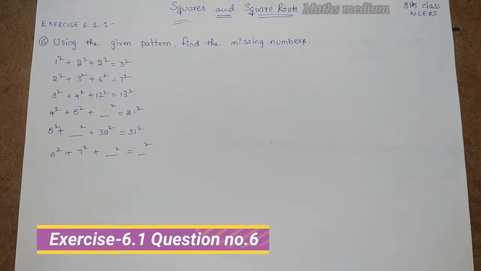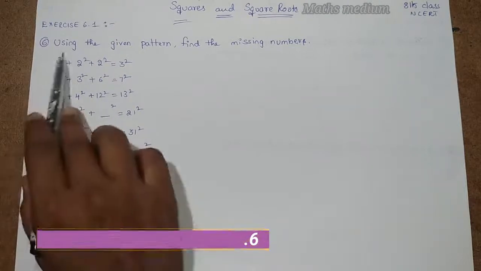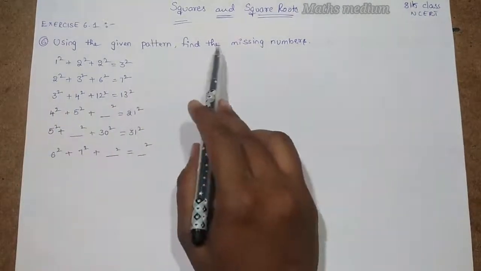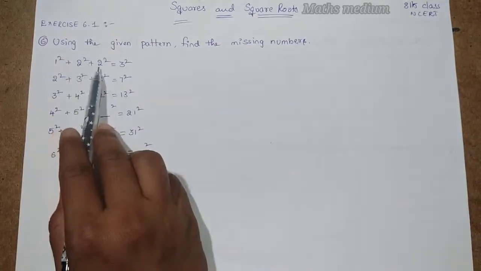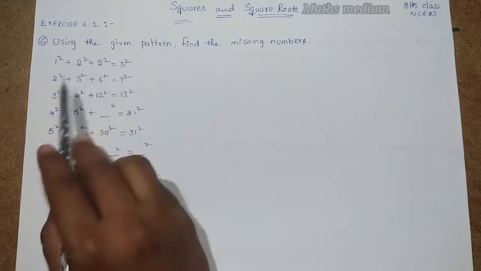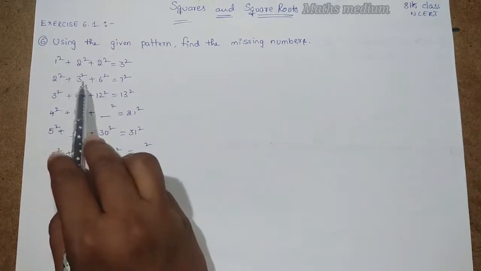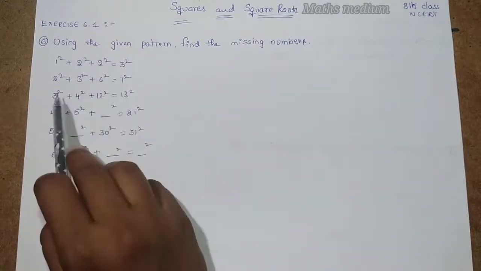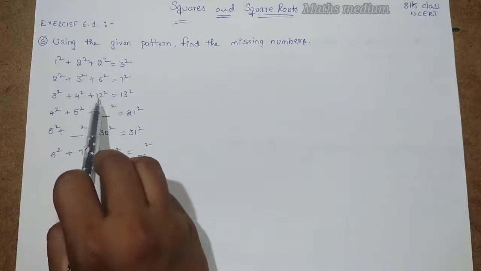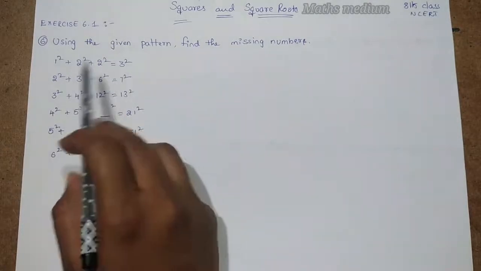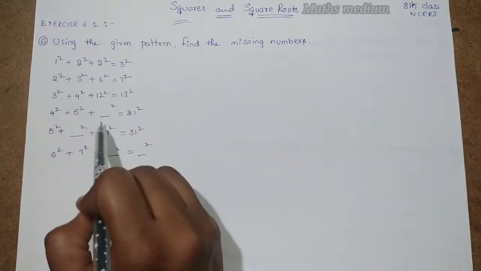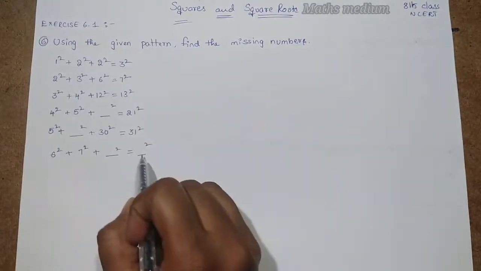Today I came with exercise 6.1 from Squares and Square Roots, 8th class NCERT. Question number 6. Using the given pattern, find the missing numbers. This is the pattern. 1 square plus 2 square plus 2 square is equal to 3 square. 2 square plus 3 square plus 6 square is equal to 7 square. 3 square plus 4 square plus 12 square is equal to 13 square. Up to here, they filled the equation, but coming to here, there are some numbers missing.